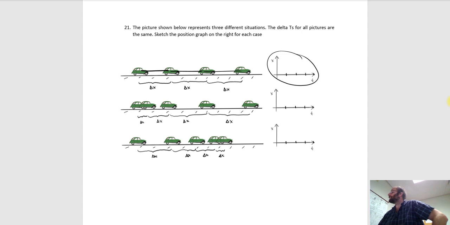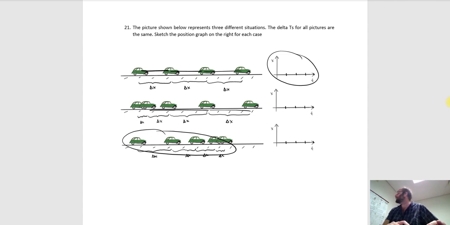Here, you'll notice the delta x's are getting bigger. So make sure when you graph this that your graph shows that accordingly. And then in this case right here, the delta x's are getting smaller. So again, make sure that your graph shows that accordingly. I'm looking for sketches here, just rough sketches.